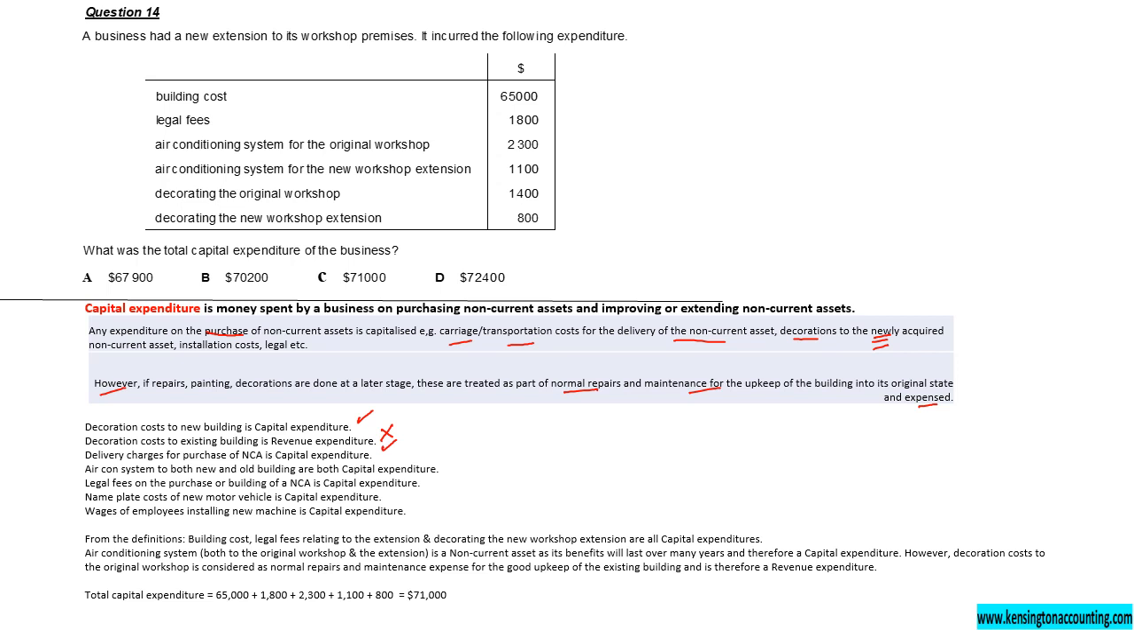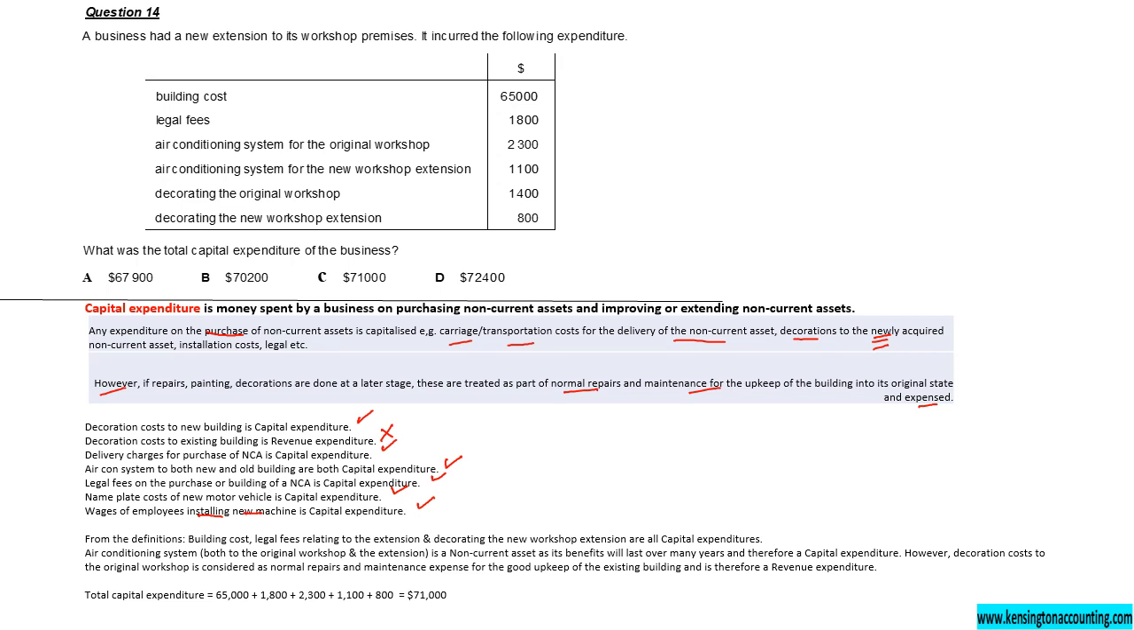Aircon, whether it's new or old, aircon is equipment, therefore it's a non-current asset. It is a capital expenditure. Legal fees for the acquisition or purchase of a building, that's also a capital expenditure. Things like name plate cost of a new motor vehicle, that's also capital expenditure, as it is part of the motor vehicle. Wages of employees installing, so that's installation cost of a new machine, that's also capital expenditure. So these are the definitions.